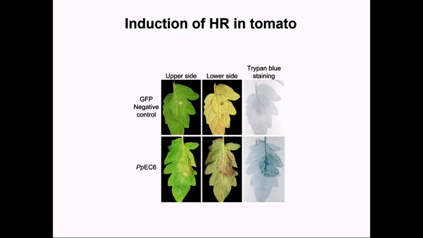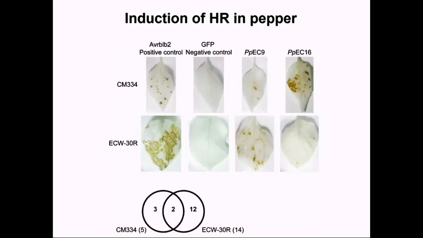We've screened tomato. We've used agrobacterium to transiently express the PPECs in tomato, and we found one, which we call PPEC6, that induces a hypersensitive response in tomato leaves. But I think more interesting is some work we did with a Korean group that screened 2 different pepper cultivars with all 82 of the PPECs, and they used a potato virus X expression system. They found that several of the PPECs can induce HR in these pepper cultivars.